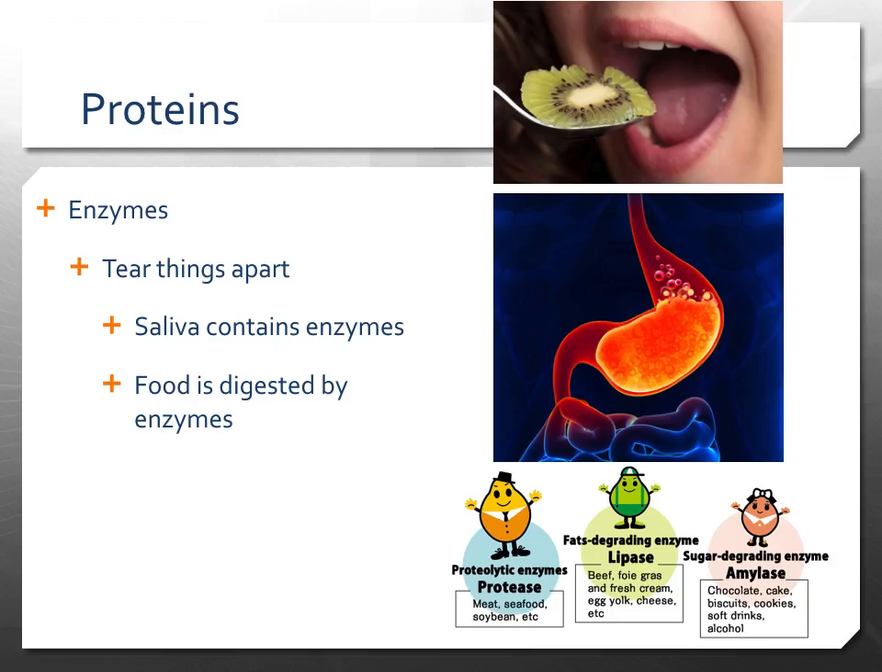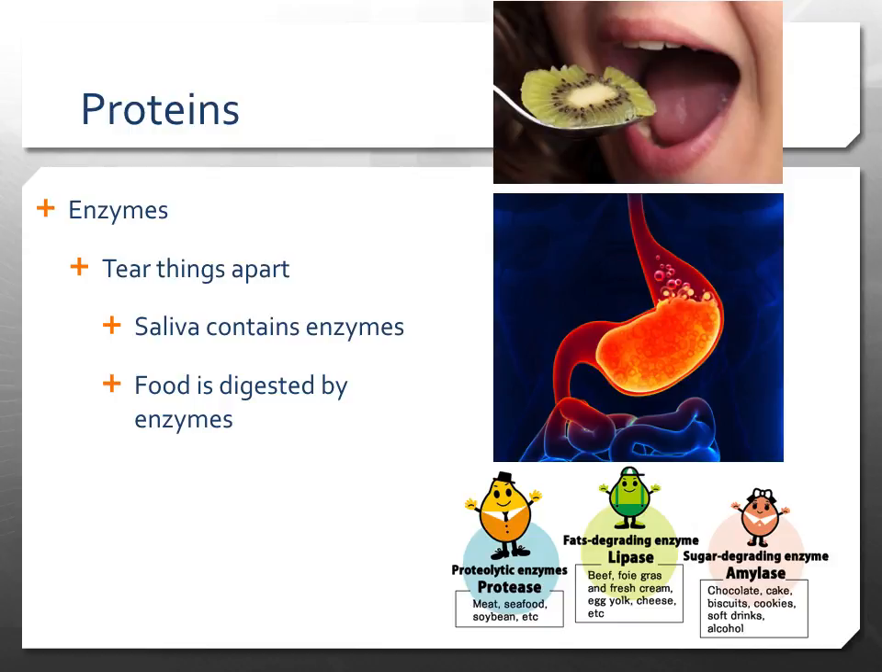What are the proteins that tear things apart? We call those enzymes. Okay, enzymes tear things apart in our body. So when you eat something, as soon as you put it in your mouth, your saliva contains enzymes that start to break down the food. That's why we chew our food and our mouth starts to water when we think about food, because our body's getting ready to use the enzymes in our saliva to start breaking down the food.